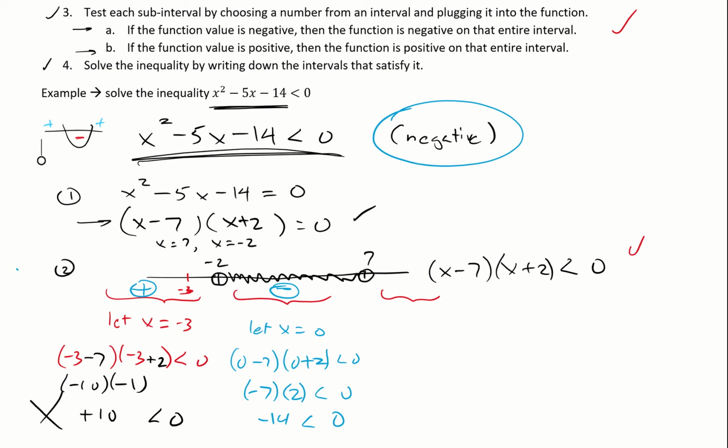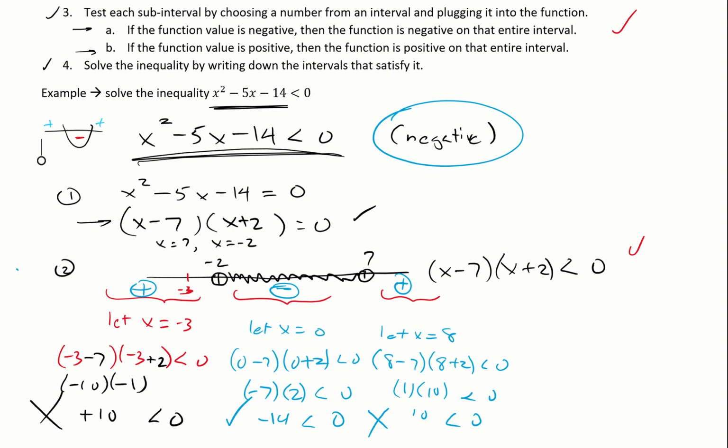Now, you may or may not want to do this one. You might think you know the answer, but I'm going to do it anyway. Let x equal 8. Okay, 8 minus 7, 8 plus 2. Is that less than 0? This is 1 times 10, which is 10. Less than 0 again, I say? No. So this one was good, but the ones on the wings were not, because it's positive.